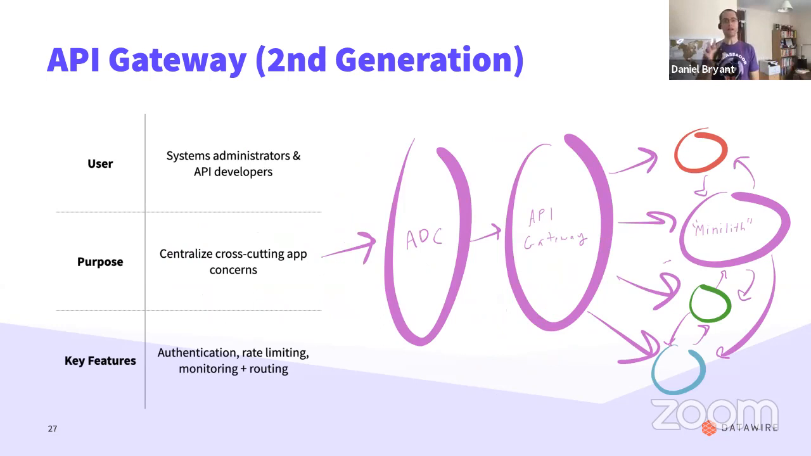Now, the target here is still very much the same: sysadmins and API developers. We now say DevOps, right? If you're a full stack DevOps type person, you would be interacting with the API gateway as much as you're interacting with the code potentially. The idea was centralizing cross-cutting app concerns like auth, like rate limiting, all that good stuff. Monitoring and routing became a much more important thing. You wanted to see the results of your decisions, and you wanted to tweak things accordingly as well.